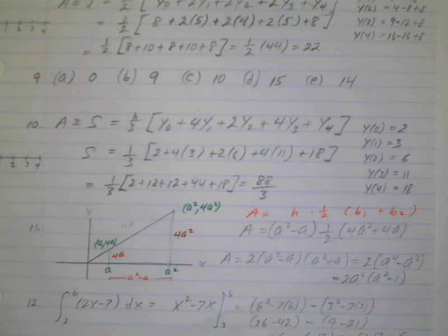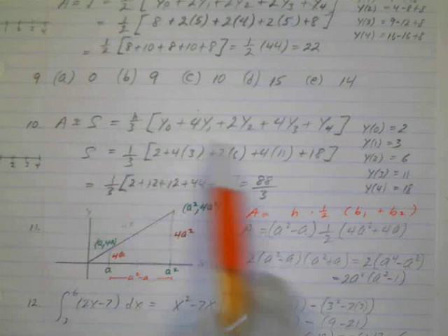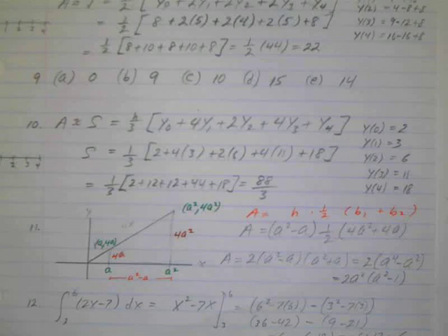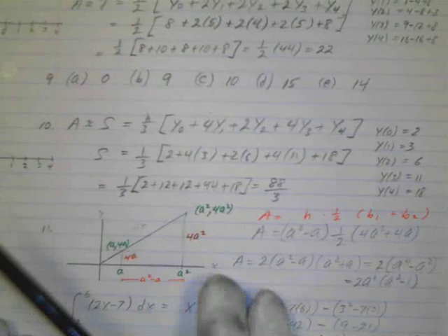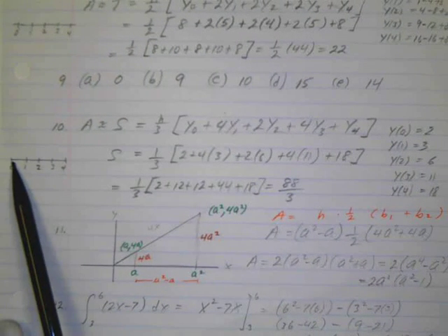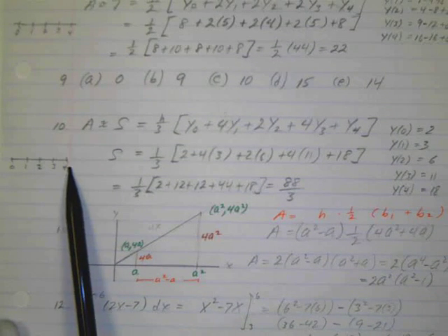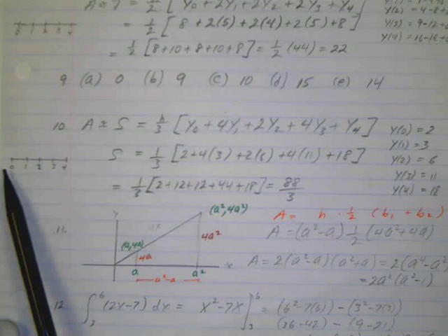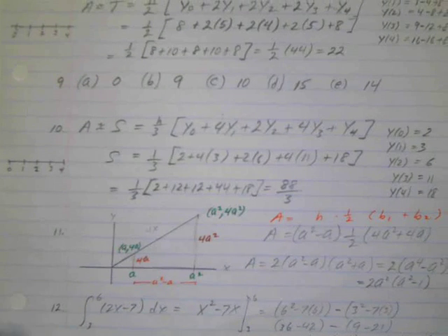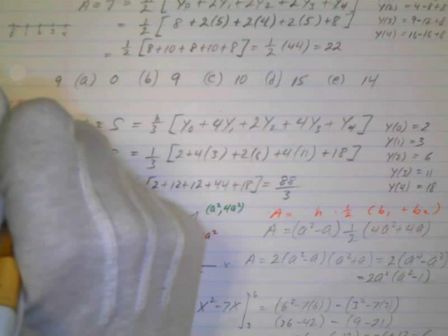You can see this over here, this is number 10. Let me move this over here so you see this. These are my points, x sub 0, x sub 1, x sub 2, x sub 3, x sub 4. And my y will be the value of my function at those points. My function was x squared plus 2, the integral from 0 to 4 of x squared plus 2 dx.